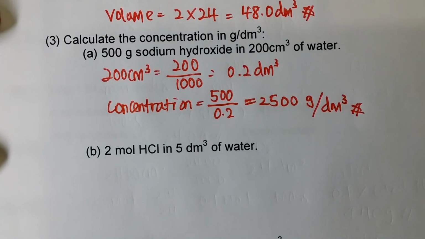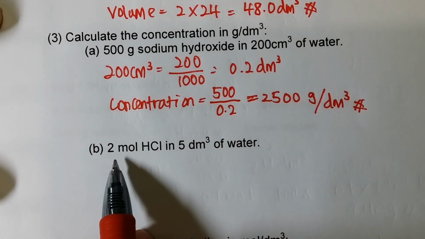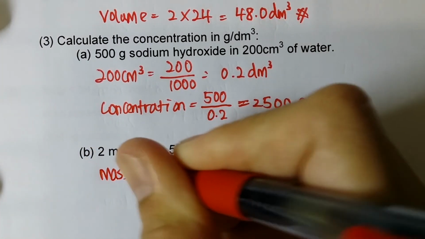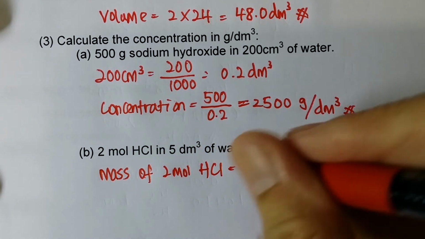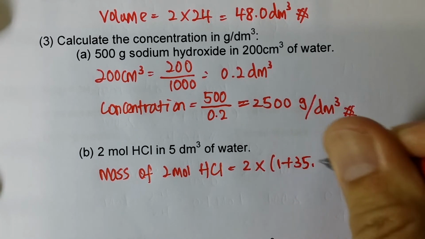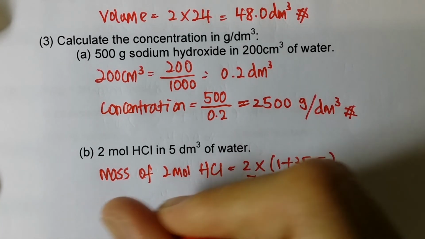How about 2 mole HCl in 5 dm³ of water? Same thing, you want to find gram per dm³, right? So you have to convert this 2 mole to gram. So what would be the mass of 2 mole of HCl? The mass is the number of mole times the MR. The MR is 1 plus 35.5, which is 36.5. 36.5 times 2 will give you 73. So the mass of 2 mole of HCl is 73 gram.